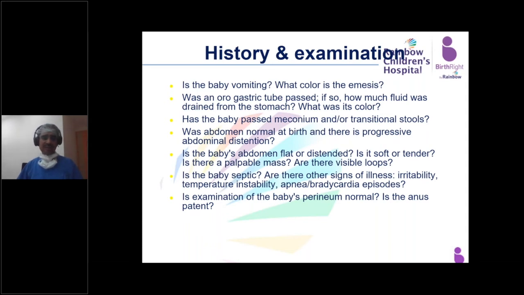All of these will suggest sepsis, because sepsis can also lead to paralytic ileus and distension of the intestine. And last but not the least, examination of the baby's perineum is very important, because anal stenosis and anorectal malformation can also present with distension of abdomen in the neonate.